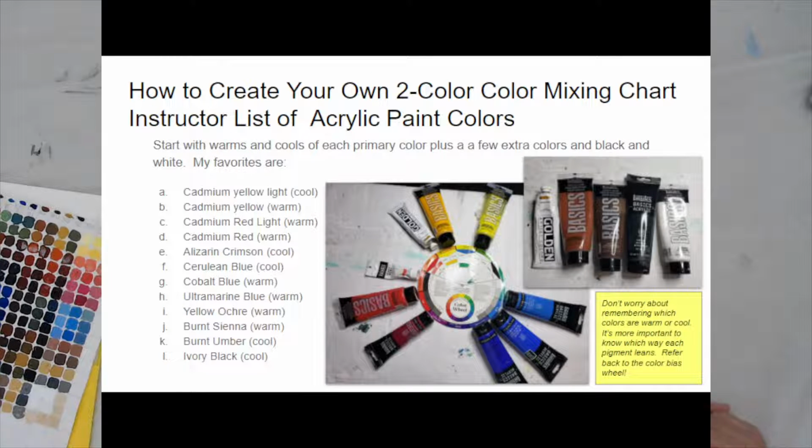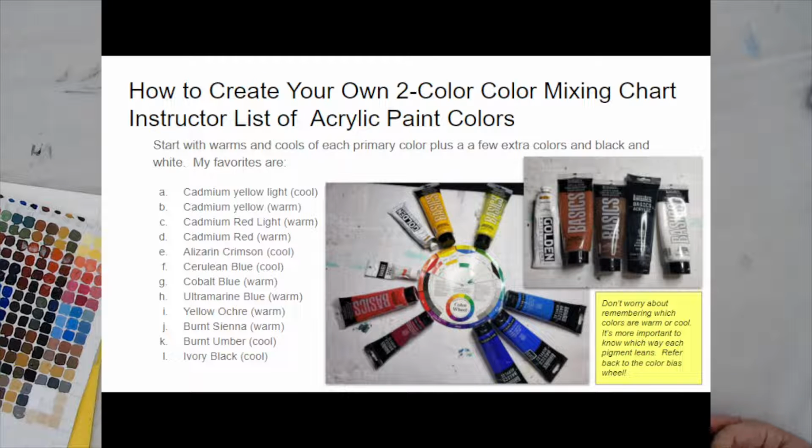Now, I gave you this in the materials list, but I'm just going to go over a list of paint colors that are representative of warms and cools of the primaries, plus the extras that I recommend. Cad yellow light reflects green, so that would be considered a cool. Cadmium yellow is warm because it reflects orange, and that would be the painting of the sunflower. So a sunny yellow reflects orange, that would be a warm yellow.